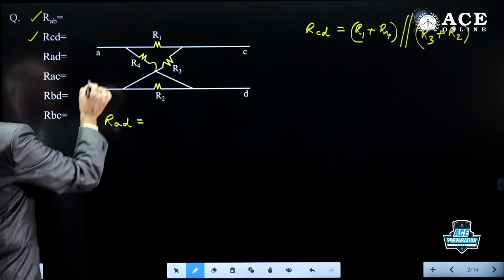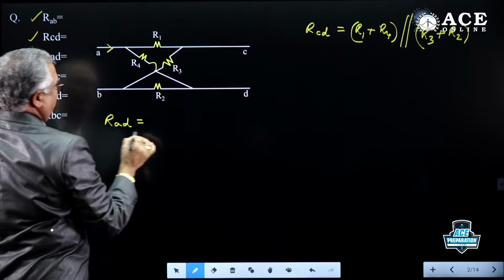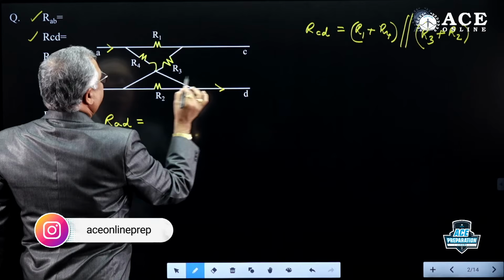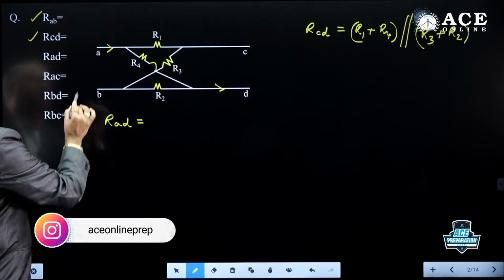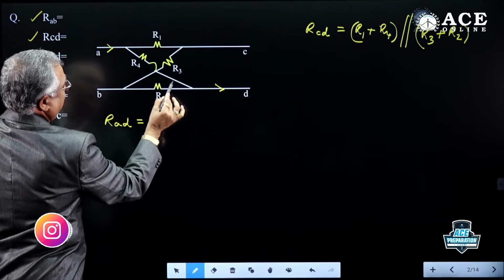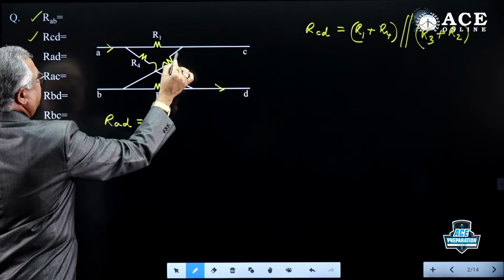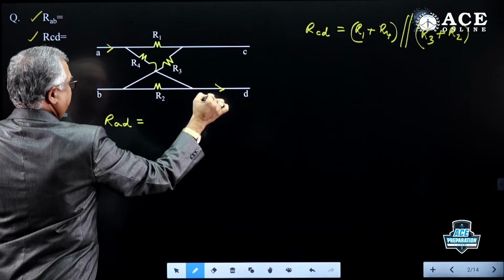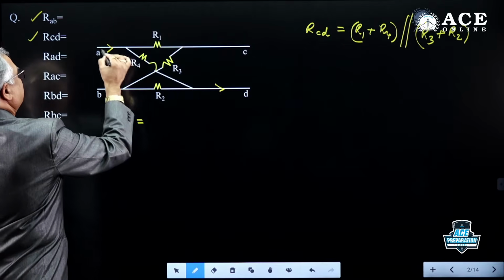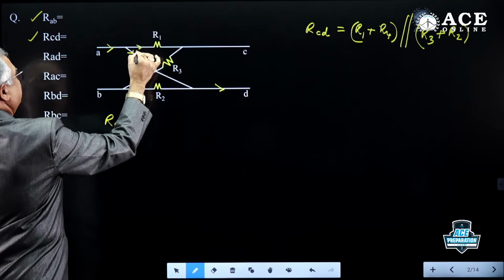Our focus is, imagine you are entering from A, then go to D. To D, how many ways can we go? This is one path through R4. The second path is R1, R3, again R2. We have to reach this destination D. So the current is dividing here and here.